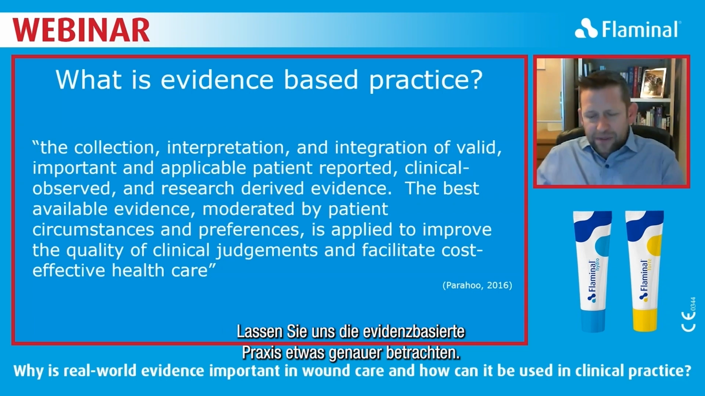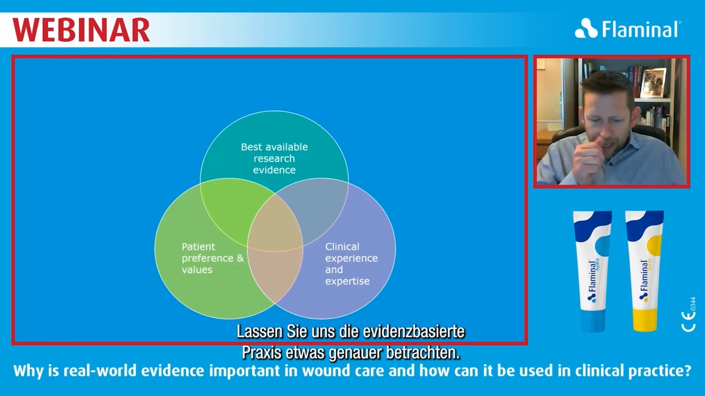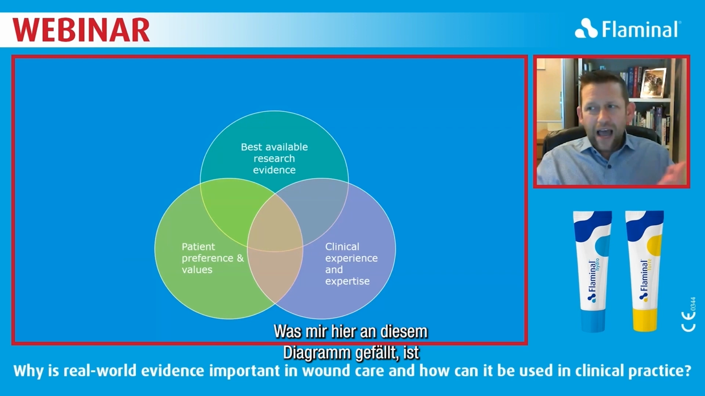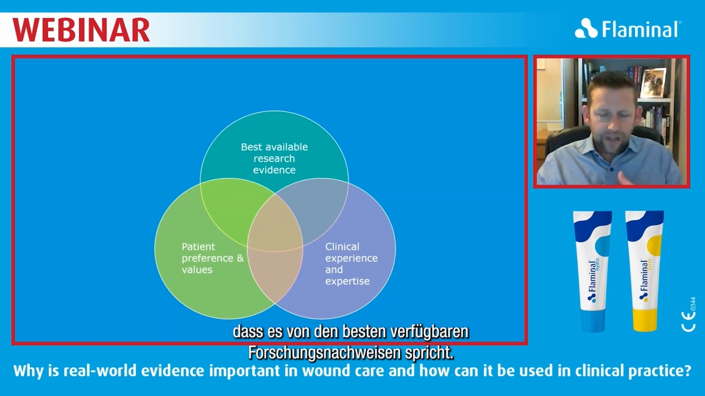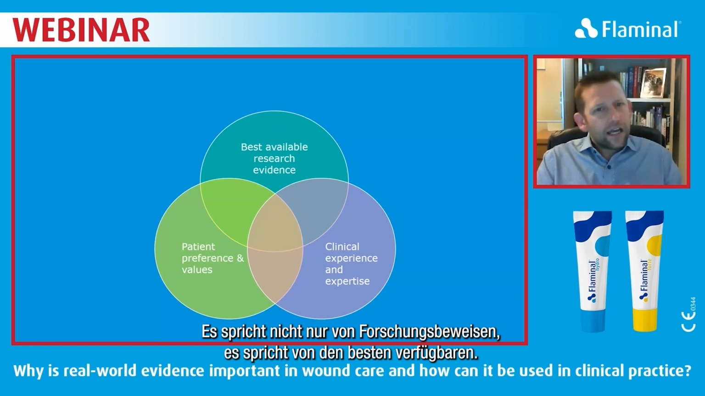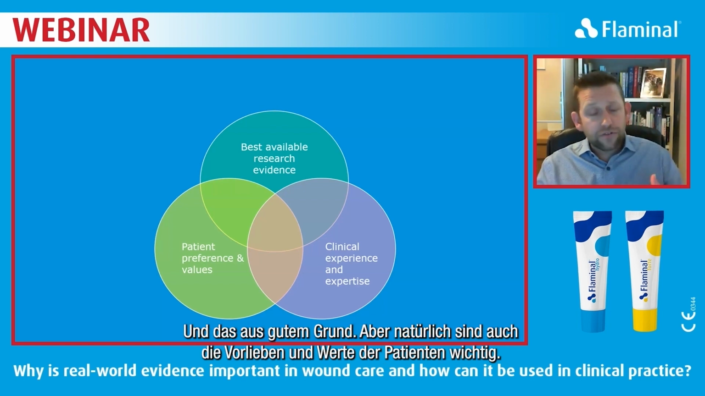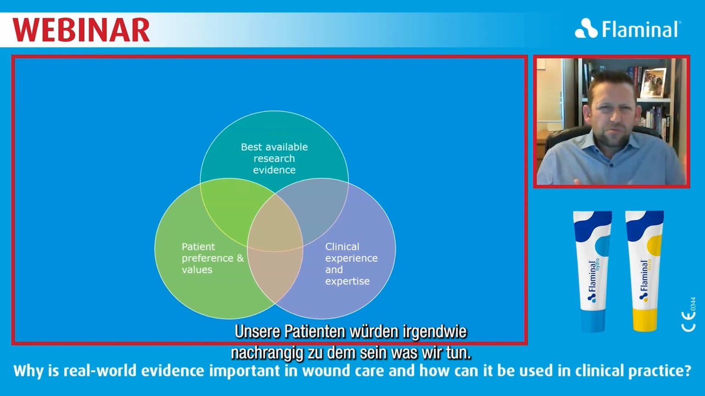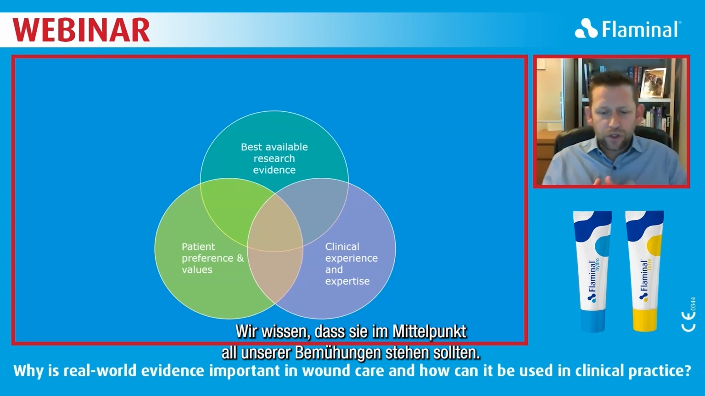So let's break evidence-based practice down a little bit more. So evidence-based practice is an amalgamation of research evidence. So what I like here, in this diagram, is that it talks about the best available research evidence. And we'll unpick that a little bit later on in this talk. And that it doesn't just say research evidence, it talks about the best available, and there's a good reason for that. There's obviously patient preference and values. So if we then take that into context, our patients would sort of be secondary to what we're doing, but we know that they have to be at the heart of everything that we do.